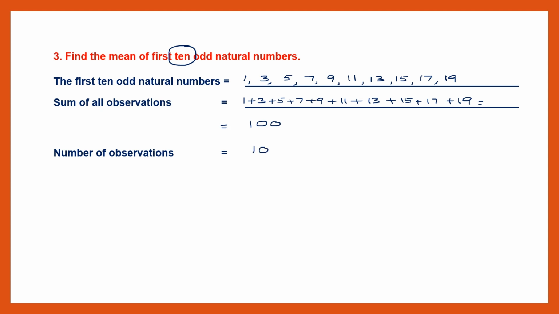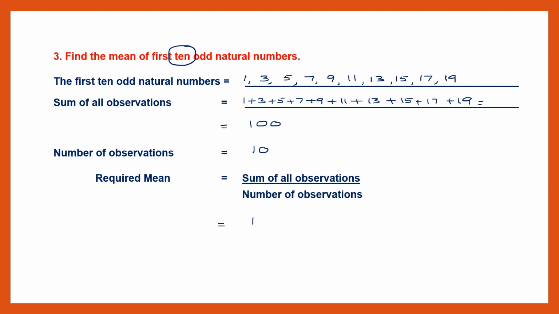Now to find the required mean, use the formula: sum of all observations divided by the number of observations. So here we have 100 divided by 10. And 100 divided by 10, if you simply cancel it or do normal division, what do you get? You get 10. So we have found the required mean. The required mean is 10.